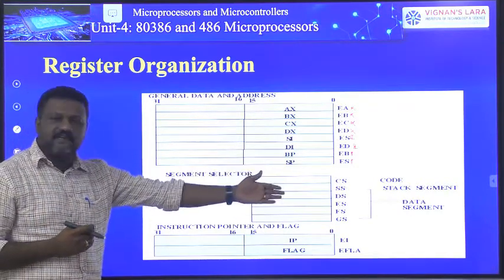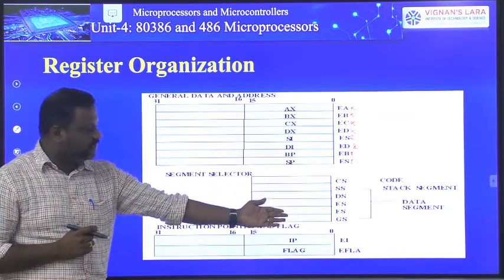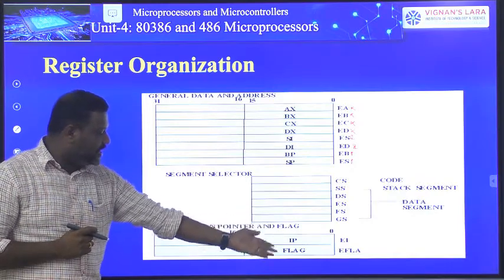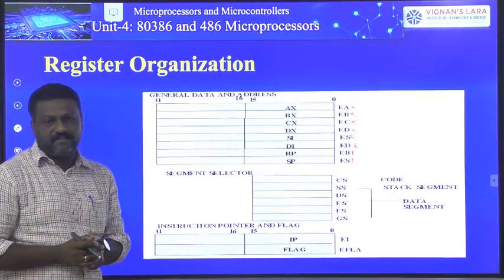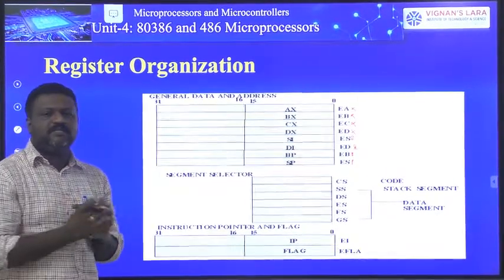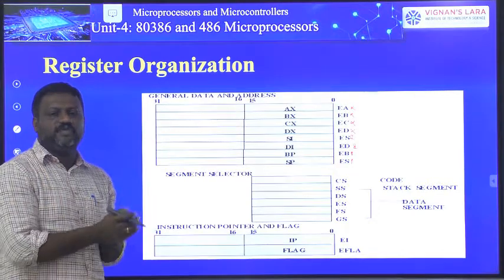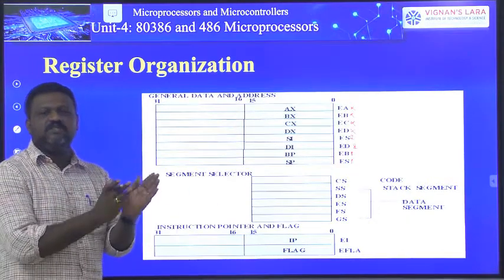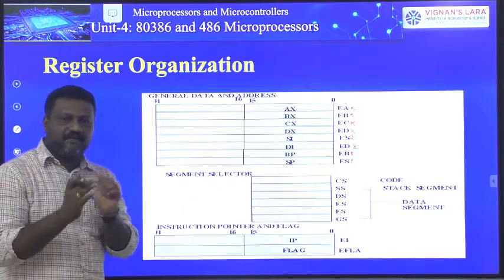Next we have 6 segment registers: CS, SS, DS, ES, FS and then GS. The last is the instruction pointer IP and the next one is the flag register. This is a pictorial representation of the registers present in 80386, and here I will mention only the first 3 categories of registers.